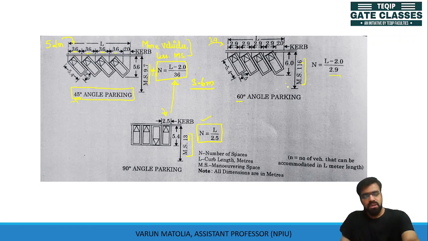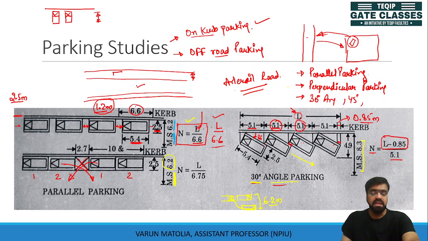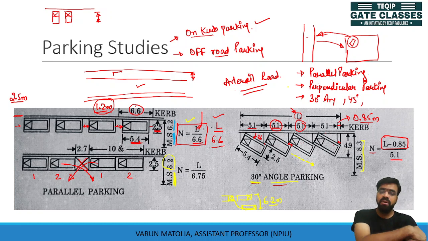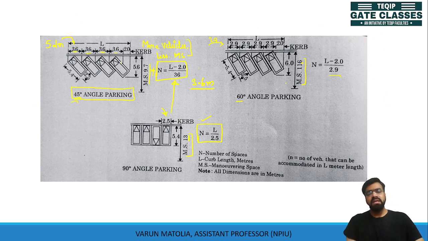So you can use these values to calculate the number of vehicles, or if the number of vehicles is given and you are asked which parking is more suitable for a given length of x distance, you will be able to calculate using the x distance which parking can accommodate the given number of vehicles. This is how parking studies can be used for your solutions. Next study is your accident study.